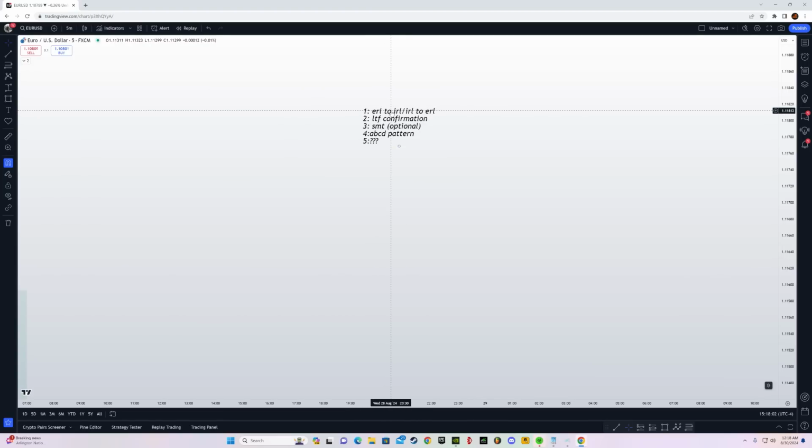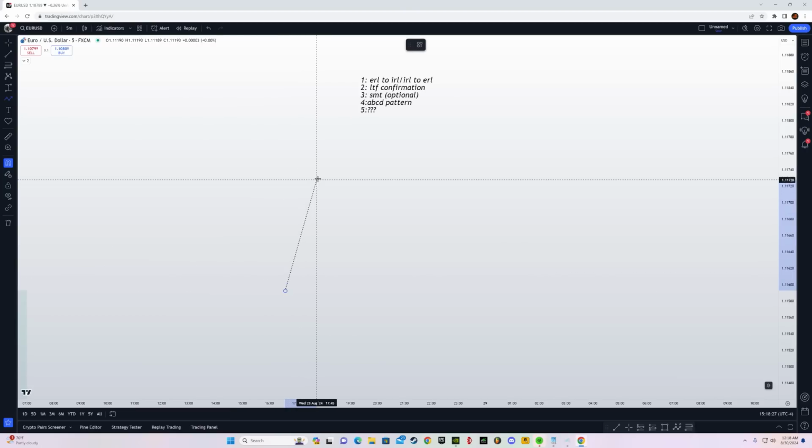So the number one step to this model is that price only moves in two ways, right? It moves from external range liquidity to internal range liquidity, or from internal range liquidity to external range liquidity. So I'm going to explain each and everything in detail. Make sure you do not skip any part of this video because I'm going to share some hidden gems in this video and you do not want to miss them. Do not skip the video.